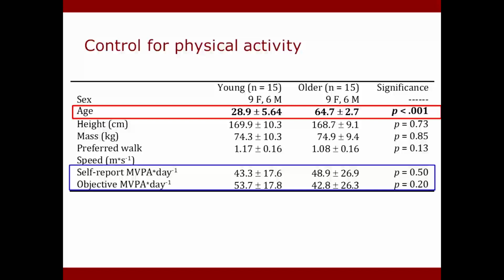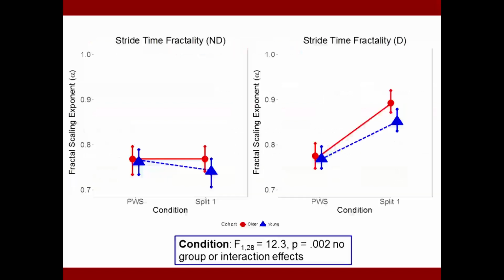who were completely matched for physical activity levels. They were highly physically active, both in terms of self-report and objective report. And we thought this was important to use as a control in our studies. What we show is that when you do that, our two groups are not different in terms of basic fractal dynamics at baseline at preferred speed. And this is in direct contradiction to the literature.